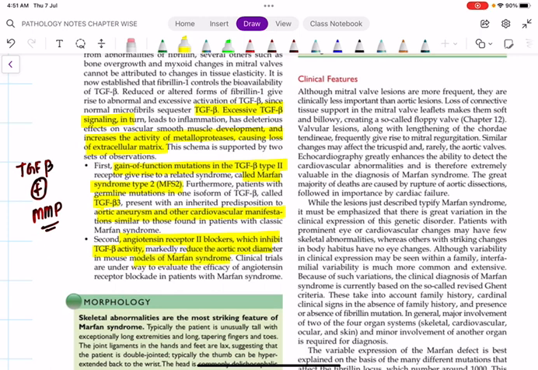So currently, what is the treatment modality they are trying? Angiotensin 2 receptor blockers have been tried in patients with Marfan syndrome. That is under trial only. We have no evidence to support the use of angiotensin receptor 2 blockers in Marfan syndrome. So these are the two sets of observation.